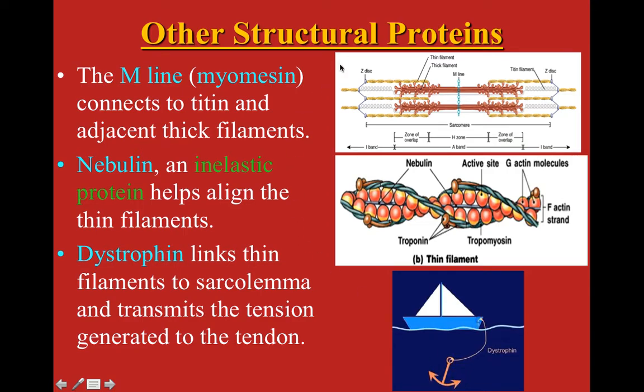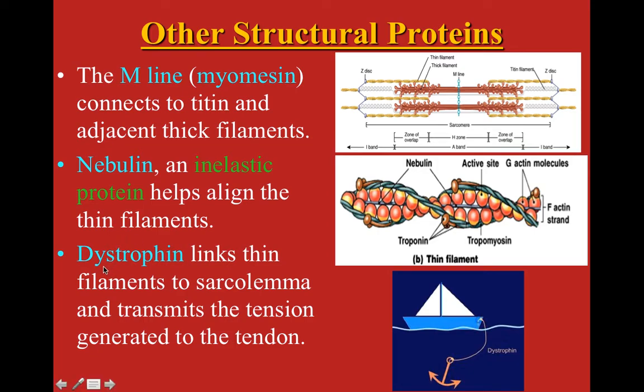Some other structural proteins include the M line. The M line is made up of myomesin. It connects to the titin and adjacent thick filaments. Nebulin, which is an inelastic protein, helps align the thin filaments. So between where the tropomyosin is anchoring the actin and the troponin molecules, you've got these other little proteins, the nebulin proteins, which are holding things together. They're aligning everything in the thin filament.